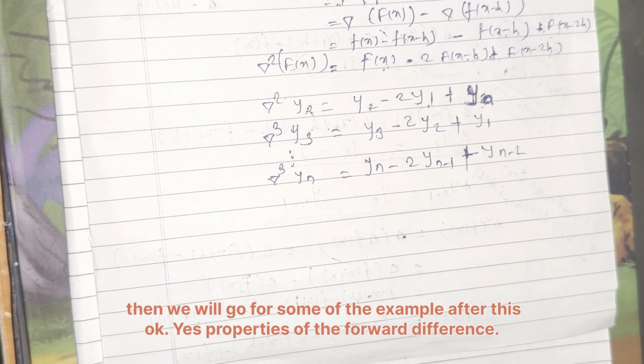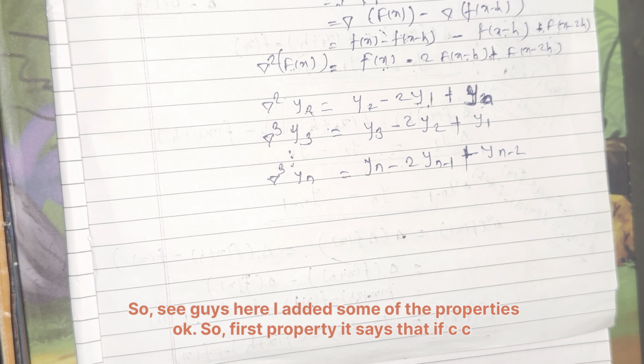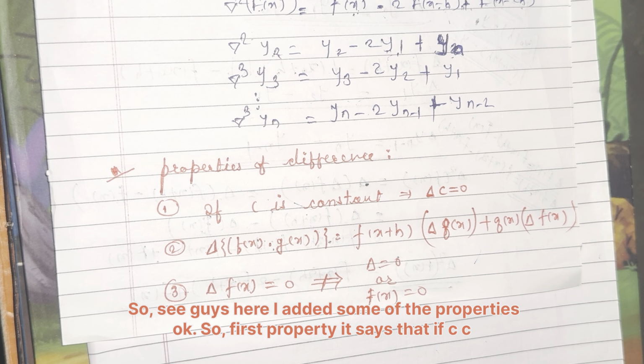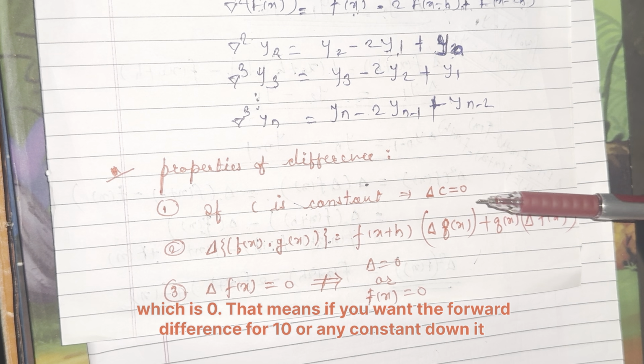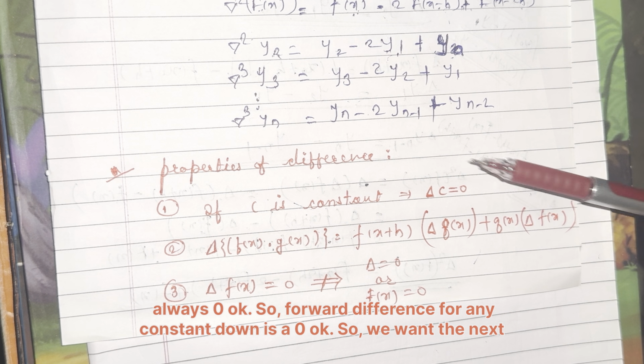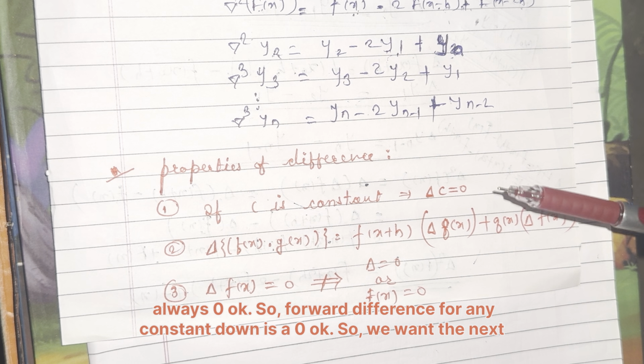Properties of the forward difference. See guys, here I added some of the properties. First property says that if c is a constant, then the forward difference of that constant term is 0. That means if you want the forward difference of 10 or any constant term, it is always 0.